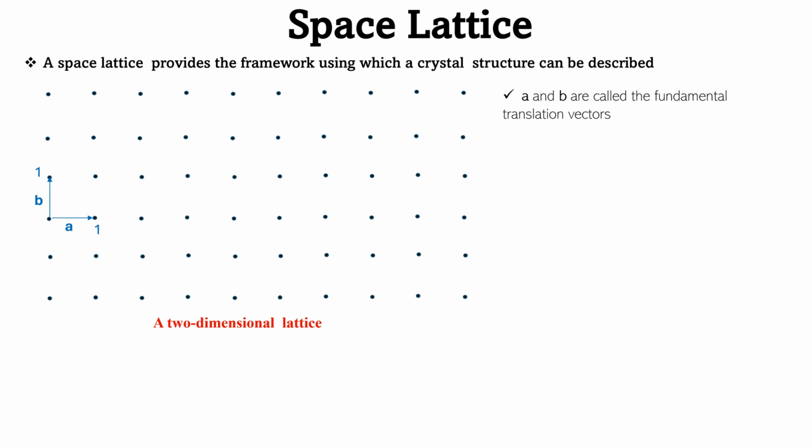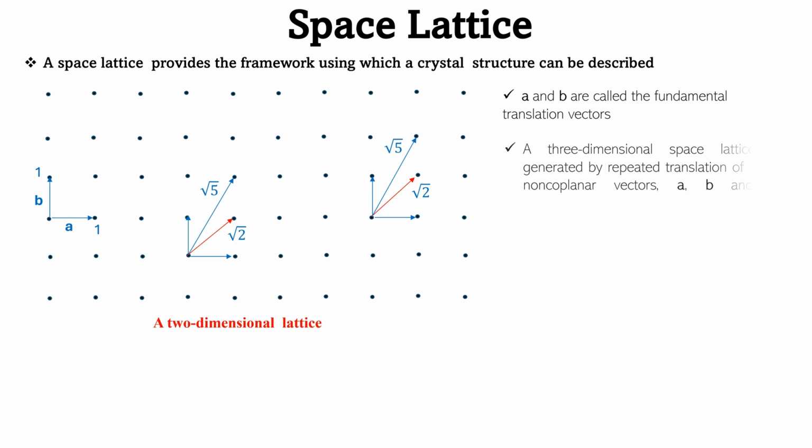Consider the immediate surroundings of a point in the array. If we look towards the top or towards the right from this point, we see another point at a distance of 1 unit. Along a direction of 45 degrees, the nearest point is at a distance of root 2 units. Since this is true for every point in the array, it satisfies the definition of a 2-dimensional square lattice. A 3-dimensional space lattice is generated by the repeated translation of 3 non-coplanar vectors, A, B, and C.